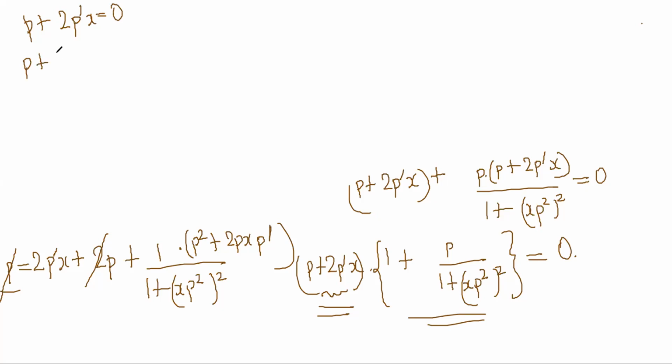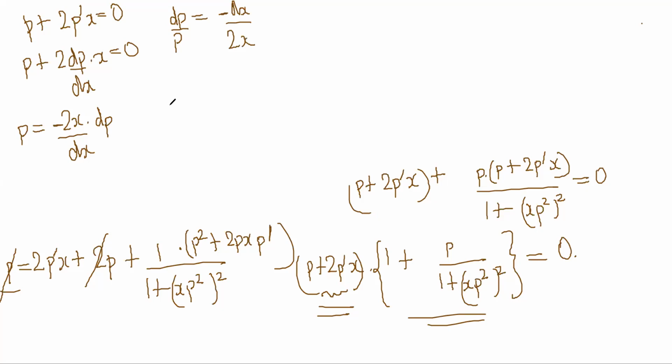So this is basically p plus 2 dp by dx into x is equal to 0. So p is equal to minus 2x dp by dx. So dp by p is equal to minus dx by 2x, right? So log p is equal to minus half log x plus c. So you're going to get your p, which is also actually dy by dx, right?